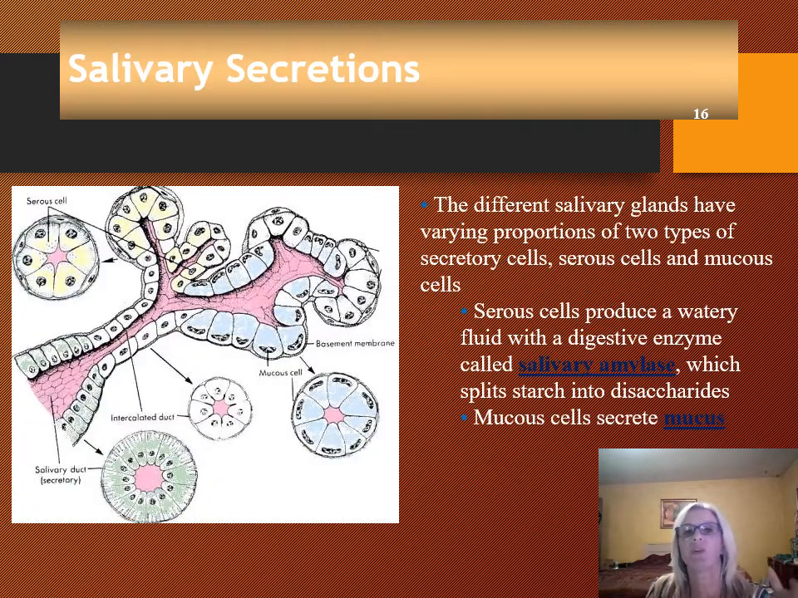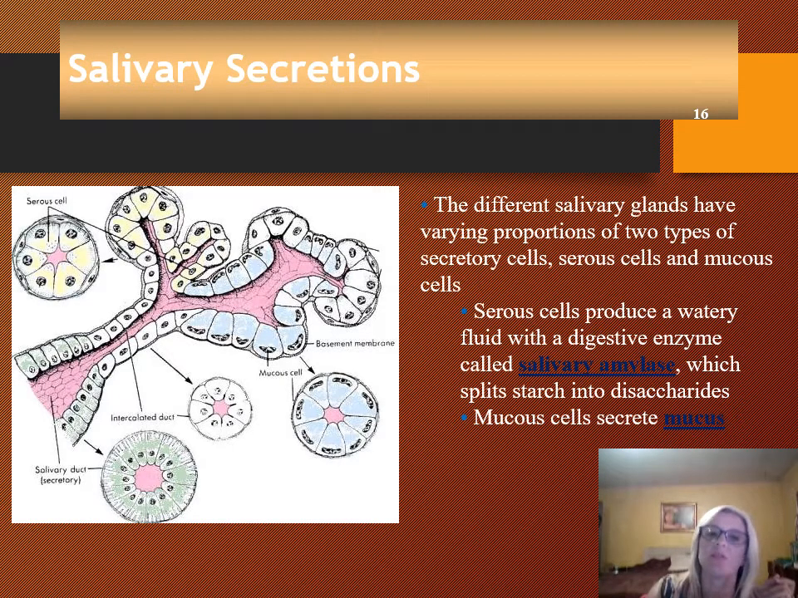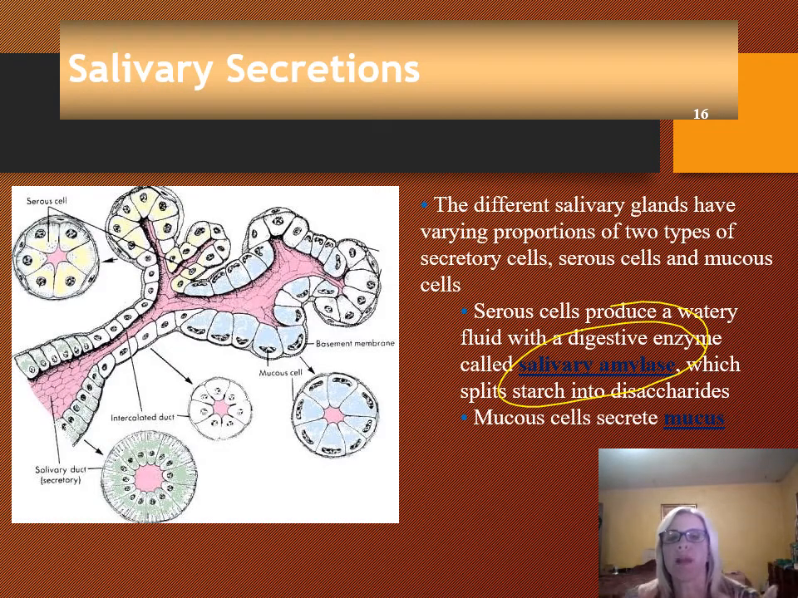So the different salivary glands are made up a little bit differently. They have a different proportion or ratio of secretory cells, serous cells, and mucus cells. Of course, structure determines function. Serous cells produce a watery fluid that has that digestive enzyme that I told you about, salivary amylase. And that breaks down starch into disaccharides. So that begins the chemical breakdown of carbohydrates. And then we have mucus cells, which secrete mucus. Of course, those serve to trap foreign invaders coming in.